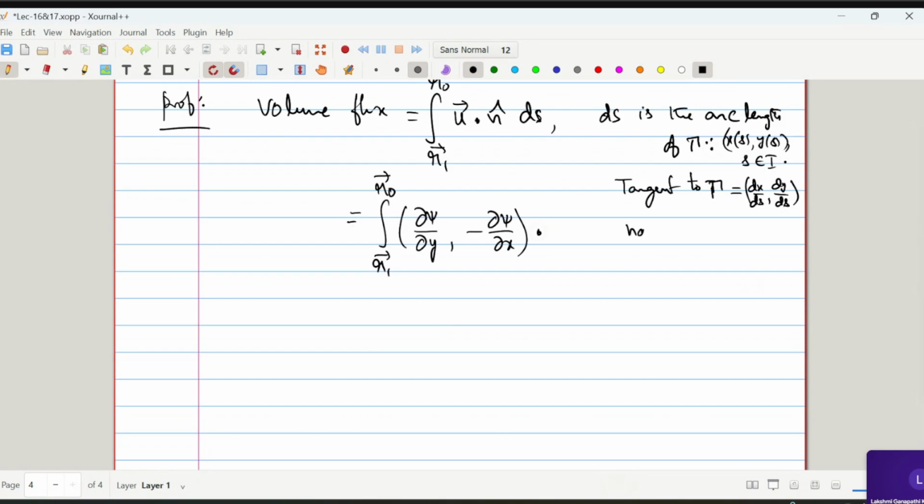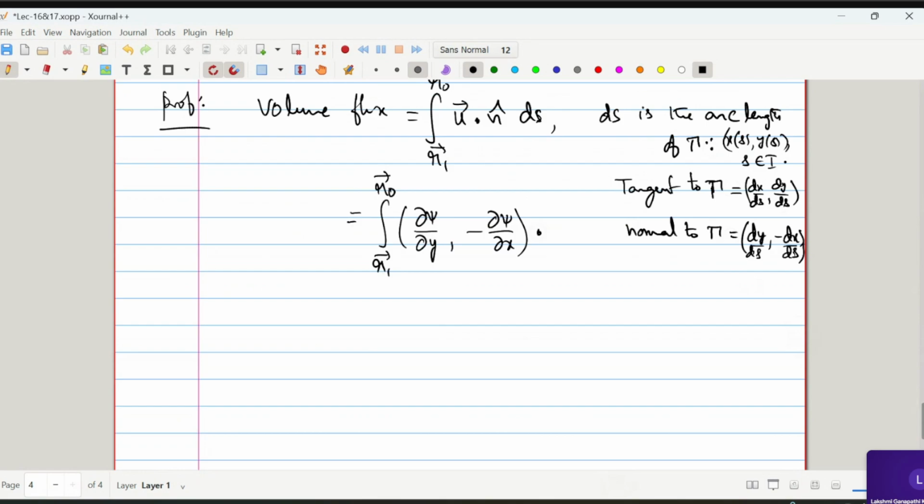Then what is the normal to gamma? So dx, dy is the tangent, so you will have dy, minus dx. This is your normal: dy by ds, minus dx by ds. This is actually your normal.